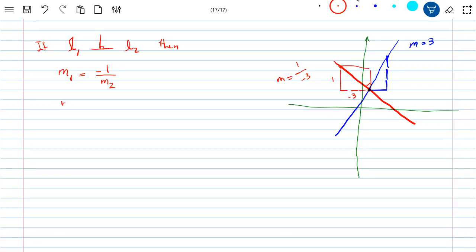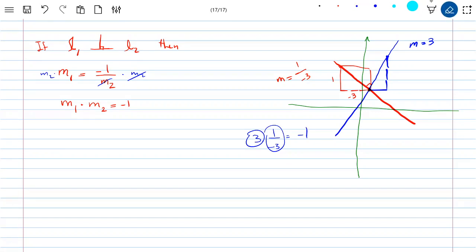Or in some sense, sometimes they write it this way. They say if you multiply them together, you expect -1. This is just by some simplification. If you multiply both sides by m2, these two will cancel. And you would get that the product of the slopes is -1. And if you do it here as well, 3 times 1 over -3, what you get is -1. This is what it means. The product of the two slopes is -1. But the easiest way to think about it is the slopes are opposite and reciprocal.